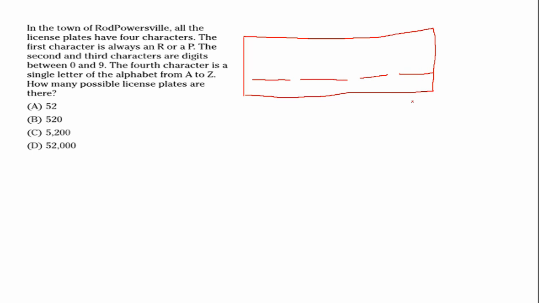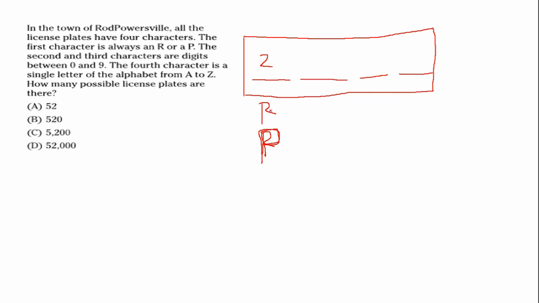Okay. So let's try to do this one visually, since a lot of you probably haven't seen statistics in a while. Again, on the license plate in this town, there are 4 blank spaces. 1, 2, 3, 4. Okay? In the first one, the choices are R or P. And I put R twice. That should be a P. Sorry about that. In other words, there are 2 choices here.